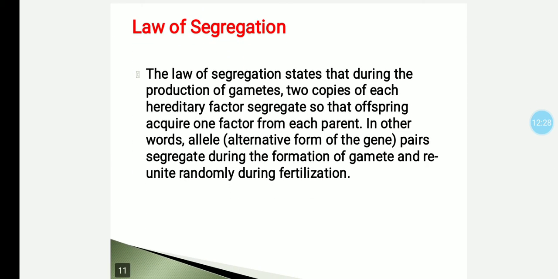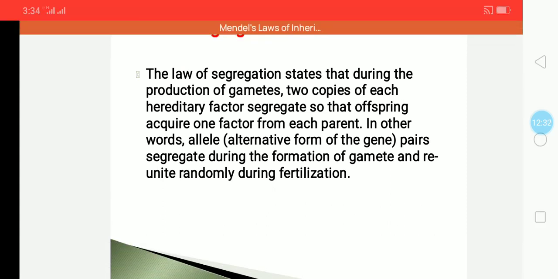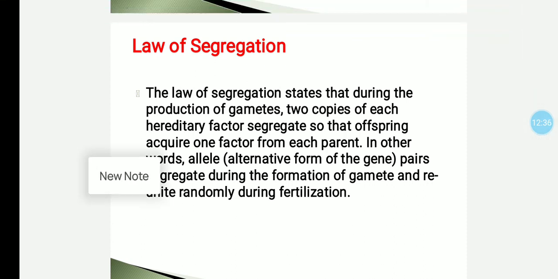Then the law of segregation. This is also one result observed in this monohybrid cross. According to the law of segregation, it states that during the production of gametes, 2 copies of each hereditary factor segregate so that offsprings acquire 1 factor from each parent. In other words, alleles or the alternative forms of gene pairs segregate during the formation of gametes and reunite randomly during fertilization.